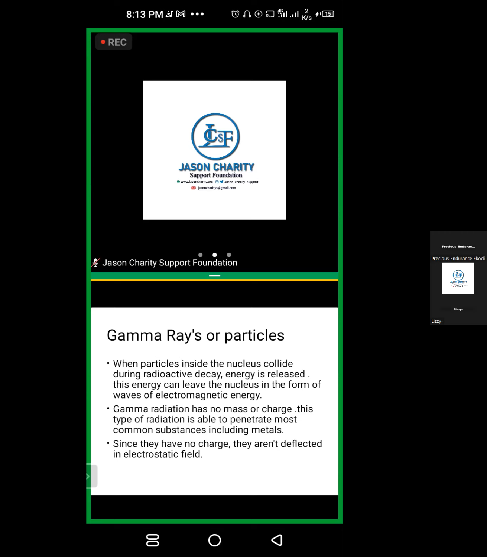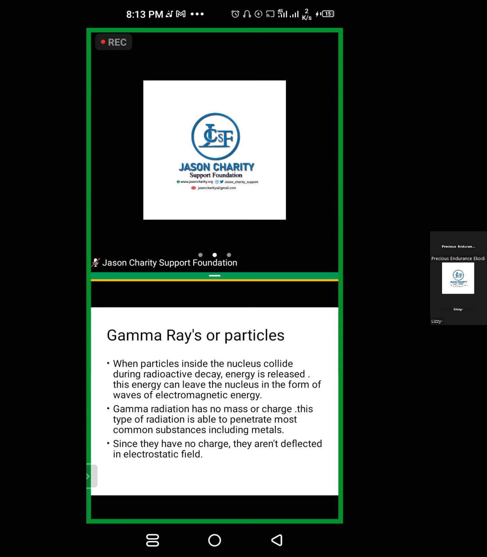So for gamma radiation, it has no mass or charge. This type of radiation is able to penetrate most common substances, including metals. But something that blocks it is lead or concrete. And since it has no charge, it is not deflected in an electrostatic plate.